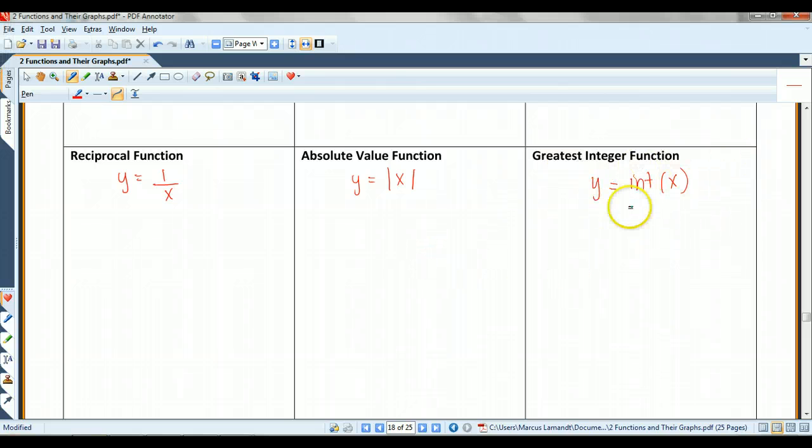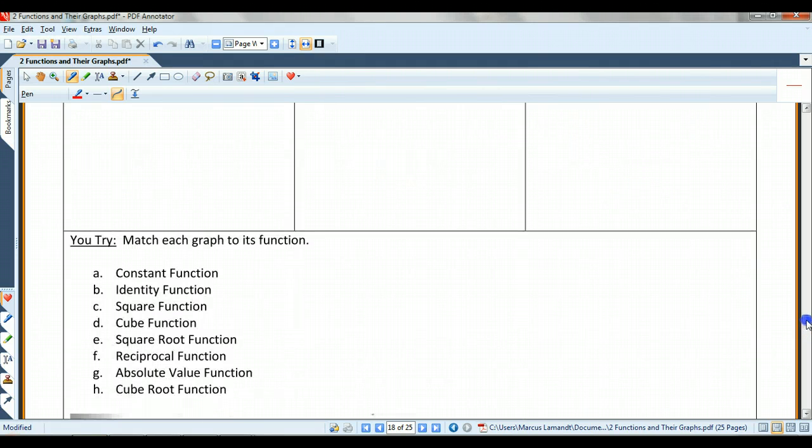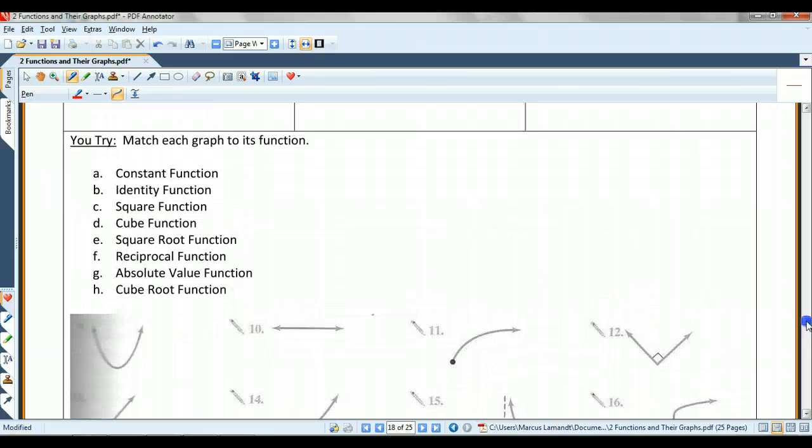This one, if anyone figures out what the graph looks like, I will give you a checkpoints pass tomorrow. Okay? Just let me know. Alright, you guys can go ahead and try this one.